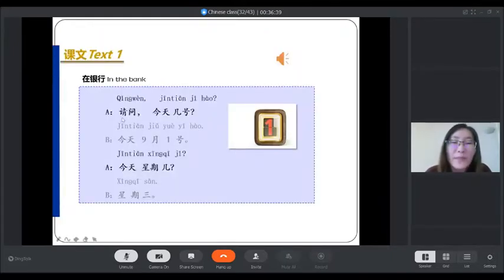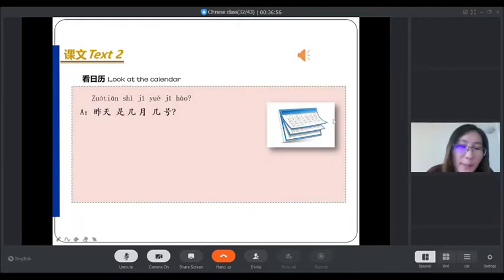So, 请问 excuse me, 今天几号？今天9月1号。今天星期几？星期三。Look at this calendar again. 昨天是几月几号？昨天 means yesterday. 是 means is. 几月 which month? 几号 which day? So this is not only asking about the day, it's also asking about the month. So when we answer it, we change 几 to be a number.